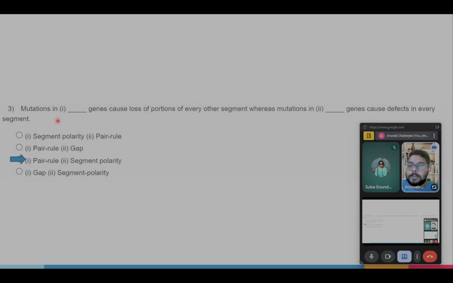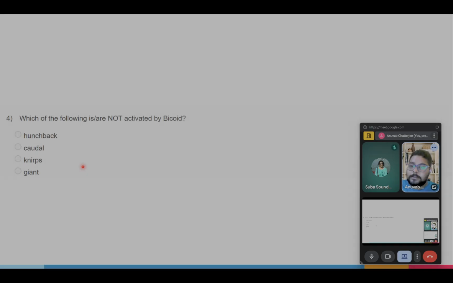Okay, so mutations in pair rule genes cause loss of portions in every other segment because they are expressed in alternate segments, and mutations in segment polarity genes cause defects in every individual segment, because they are expressed in every segment. Okay, so perfect.